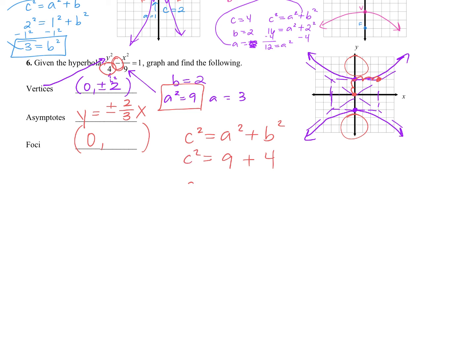So c squared is 13, which means if we take the square root of that, c is plus or minus the square root of 13. Well, that is what goes here, right? Our foci in this situation is going to be 0, c. So 0 plus or minus the square root of 13.